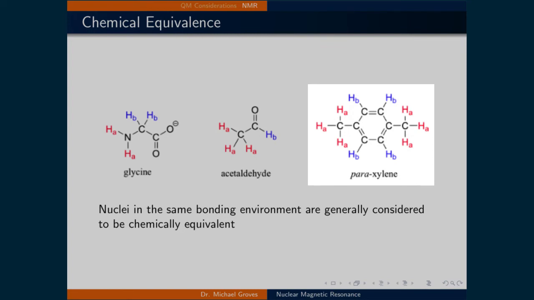Paraxylene on the right is a little larger with 10 hydrogens, but it has only two types of chemically equivalent hydrogens. This final example really illustrates the idea of chemical equivalence. The hydrogens labeled HA on either methyl carbon exist in the same bonding arrangement and as a result are chemically equivalent. Additionally, the hydrogens labeled as HB on the central ring also exist in the same bonding arrangement. Therefore, they are also chemically equivalent.